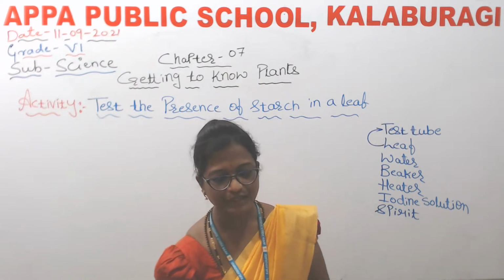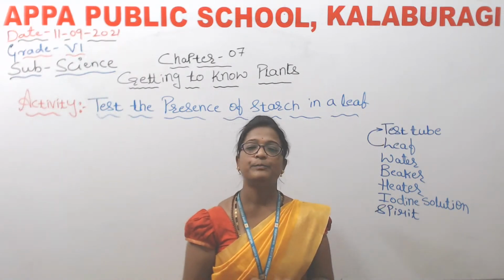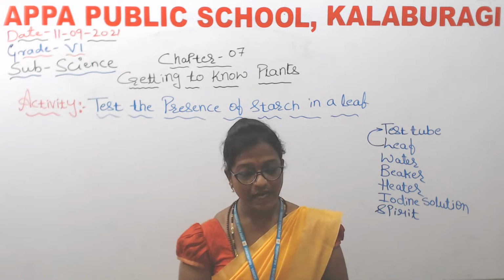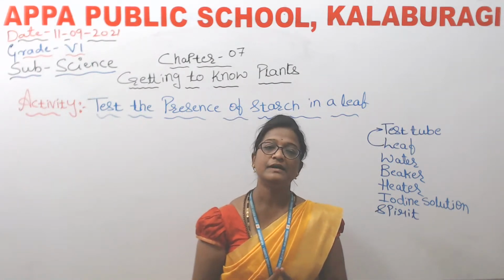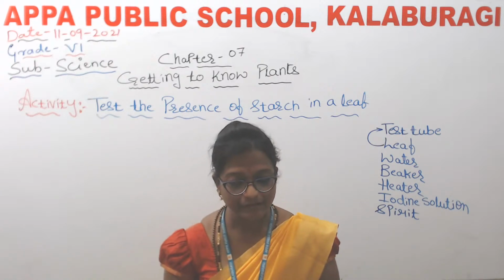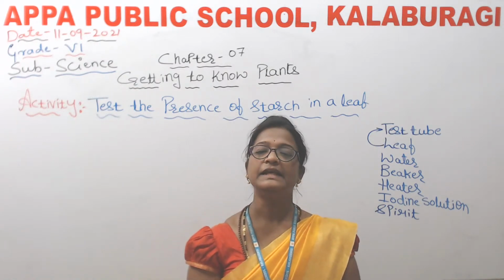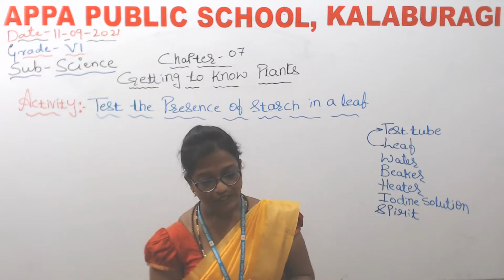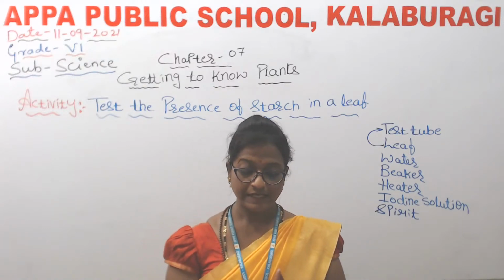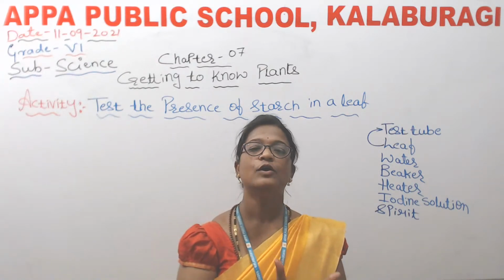So once again I'll repeat, children. Take a leaf in a test tube, and pour spirit to completely immerse the leaf. Now place the test tube in a beaker half filled with water. Now heat the beaker till all the green color from the leaf comes out into the spirit in the test tube. Now take out the leaf carefully and wash it in water. And now place that leaf on a watch glass.